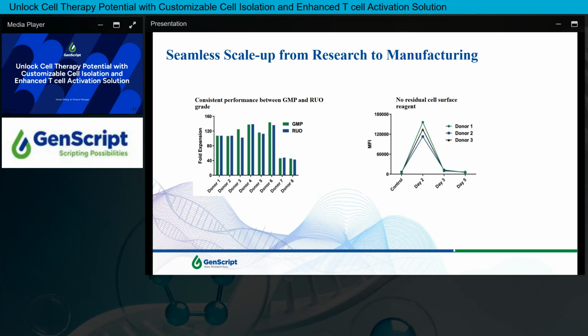And this is quite important when you have a program to move forward to manufacturing in the future, that you will want the performance consistent from the RUO to GMP. And on the right panel, it shows that after a simple wash, there's no actual residual reagent on the cell surface. And that the reagent is very safe to use with no additional removal needed.